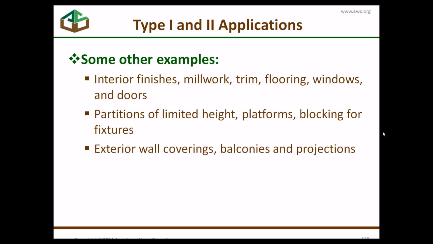This heavy timber comes from a footnote in table 601. If you have 1 hour or less fire resistance rated construction in the non-combustible construction types, you can use heavy timber for your roof structure. There's a few other examples right here: windows and doors, partitions of limited height, there's some conditions on those. Exterior wall coverings, balconies. These are where you can use wood in non-combustible, that is types 1 and 2 buildings.